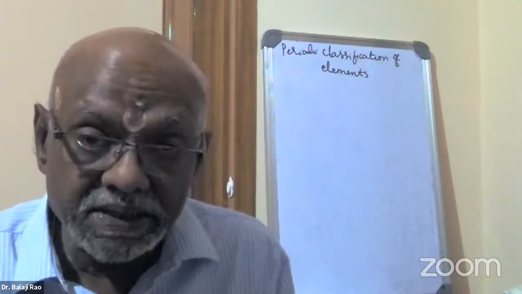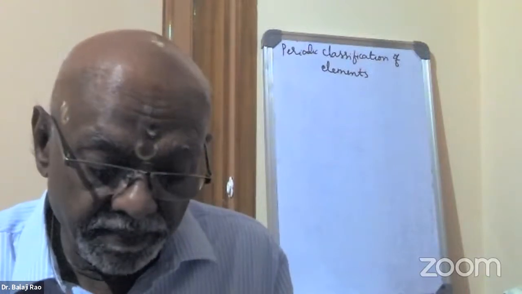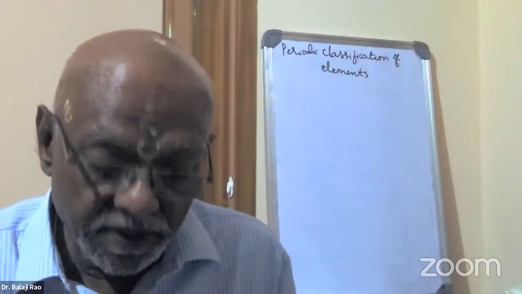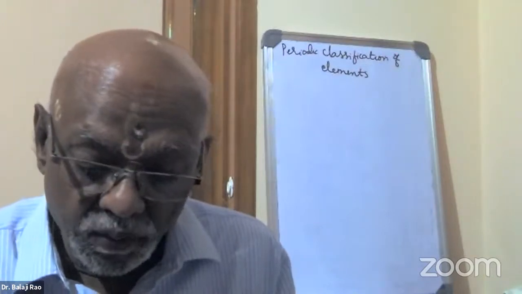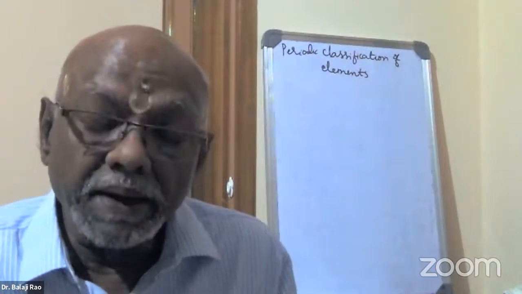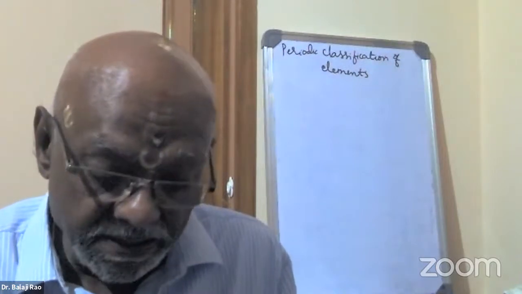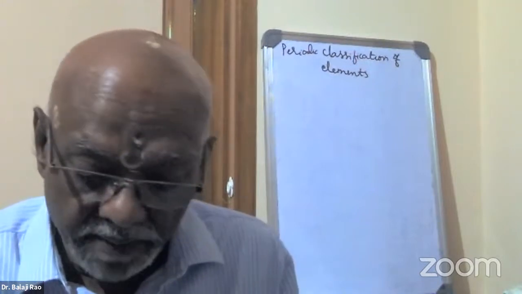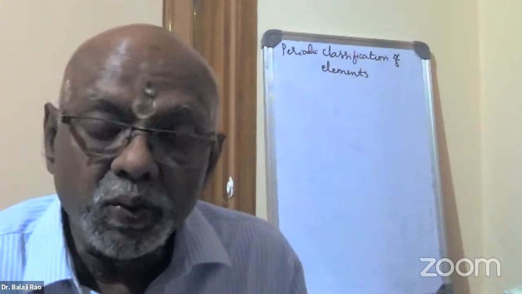Then 1913, again a turning point. Henry Moseley discovered the isotopes of elements. This discovery established that properties of elements vary periodically with their atomic numbers and atomic masses. And 1940, Glenn Seaborg discovered plutonium and the transuranium elements from 94 to 102.